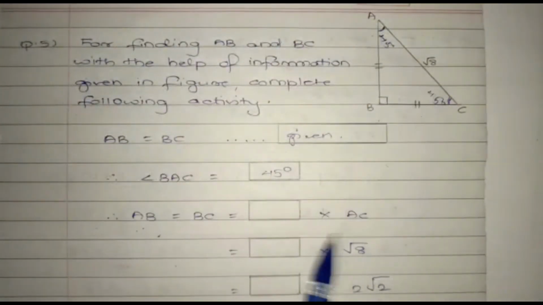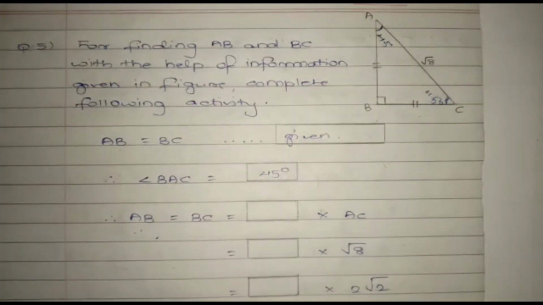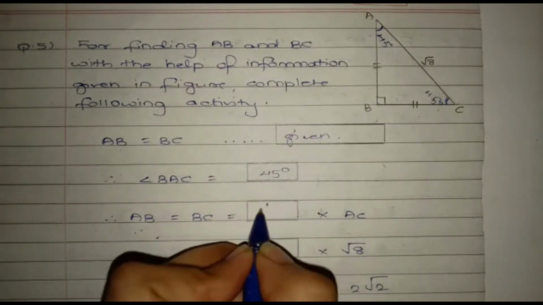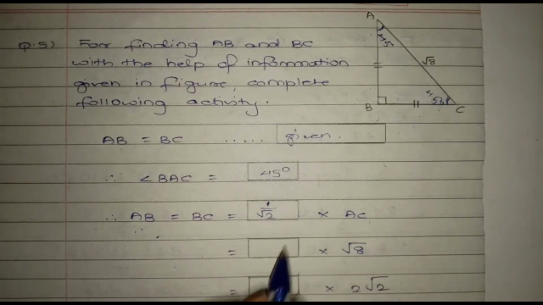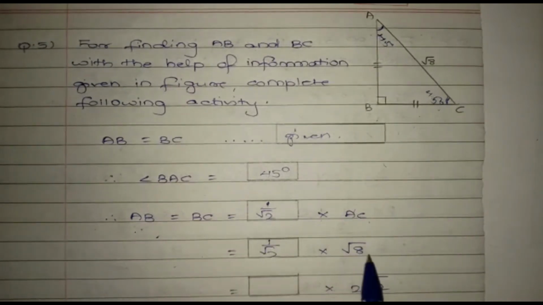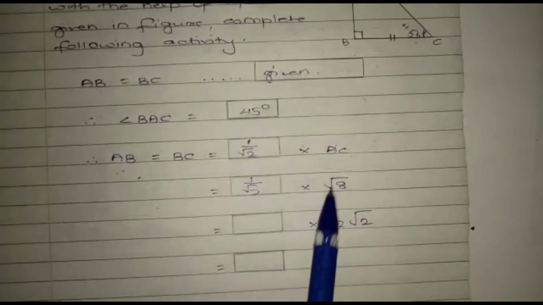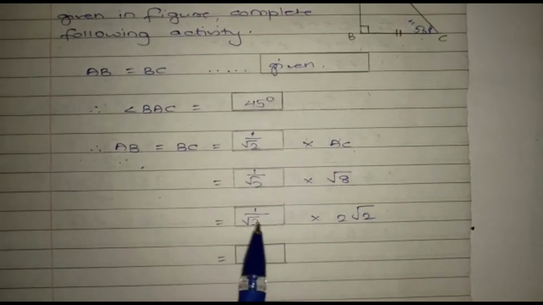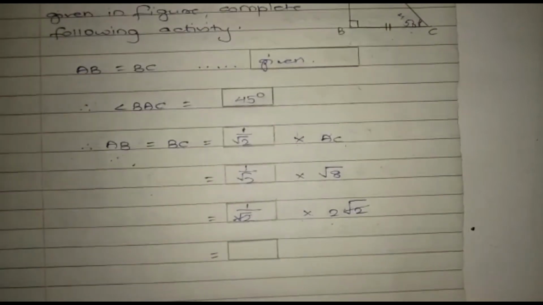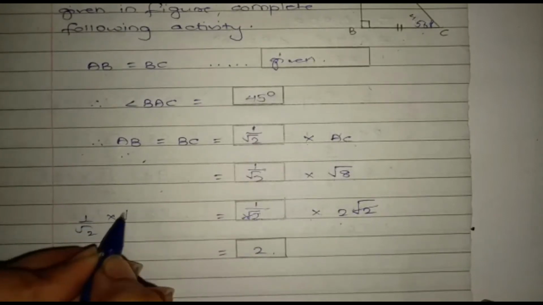Hypotenuse is AC. So here AC is given. Therefore we'll write here 1 upon root 2, because AB and BC are the sides opposite to 45 degrees. So it will be 1 upon root 2 of the hypotenuse, that is AC. Here also we will write 1 upon root 2, because they have substituted the value of AC, that is root 8. So 1 upon root 2 into root 8. Now they have split root 8 into 2 root 2. So we will write 1 upon root 2 into 2 root 2. So this root 2 and root 2 will get cancelled and we will get 2. See how it is, 1 upon root 2 into root 8.